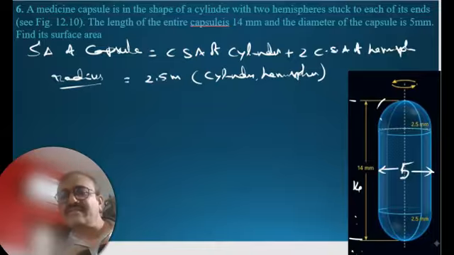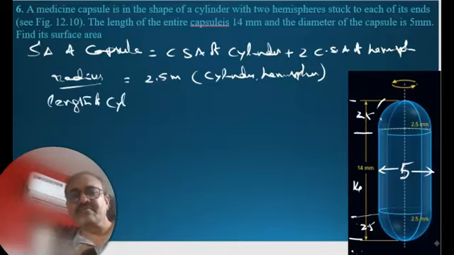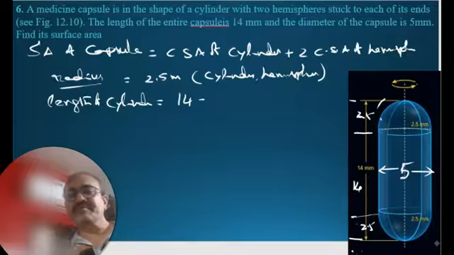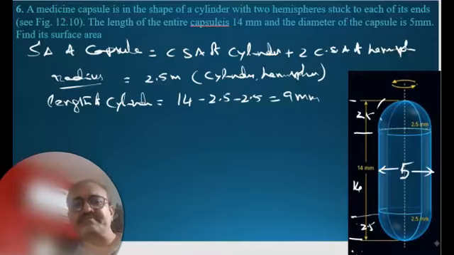Now we should find the length of the cylinder. So the total from here to here is 14, and the capsule height includes 2.5 and 2.5. Reducing this, 14 minus 2.5 minus 2.5 gives the length of the cylinder. Length of cylinder is equal to 14 minus 2.5 minus 2.5, which is equal to 9 mm.